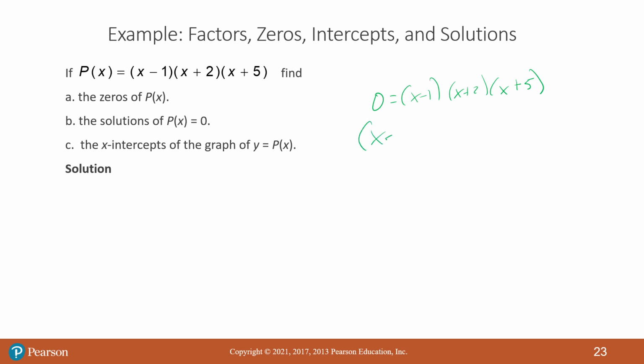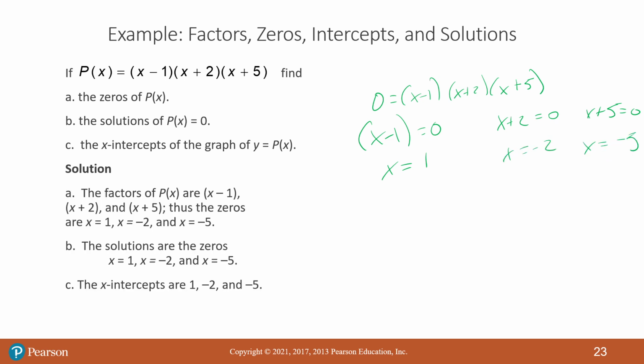Do that by setting x minus 1 equal to 0, x plus 2 equal to 0, and x plus 5 equal to 0. Okay, so here I have x equals 1, x equals negative 2, and x equals negative 5. So those are my 3 solutions to this problem for all 3 parts, A, B, and C, because all 3 are essentially asking for the same thing.